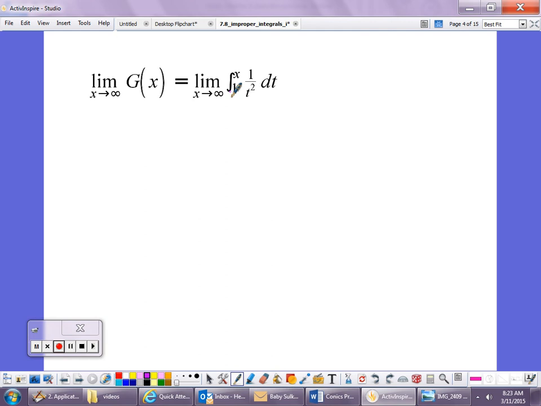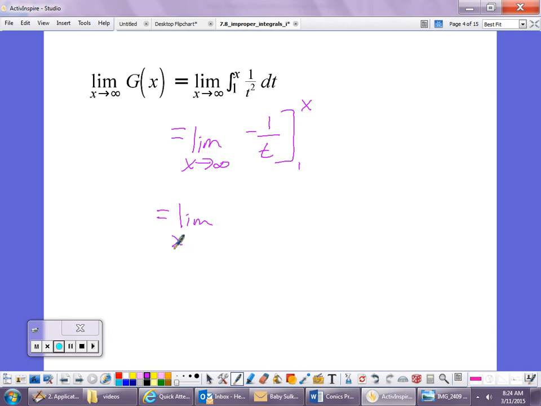Well, g of x, I said, was the integral from 1 to x of 1 over t squared dt. So we're asking about the limit as x goes to infinity of the integral from 1 to x of 1 over t squared dt. We can actually figure out what this is using our familiar techniques of integration. Just forget for a minute that the limit as x goes to infinity is even there. How would I integrate this? This is t to the negative 2, so the antiderivative of 1 over t squared is negative 1 over t, and I'm going from 1 to x.